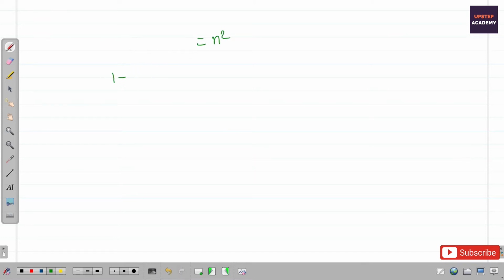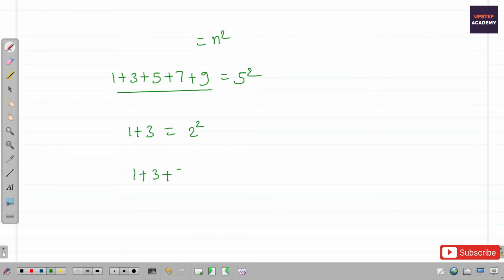Suppose we take 1 plus 3 plus 5 plus 7 plus 9. What did I do? I took the first 5 natural odd numbers, then the addition of all these numbers will be 5 square. If I take only 2 numbers, then its addition will be 2 square. If I take only 3 numbers, then its addition will be 3 square. So that is another property. I hope, guys, you are clear with all these properties.